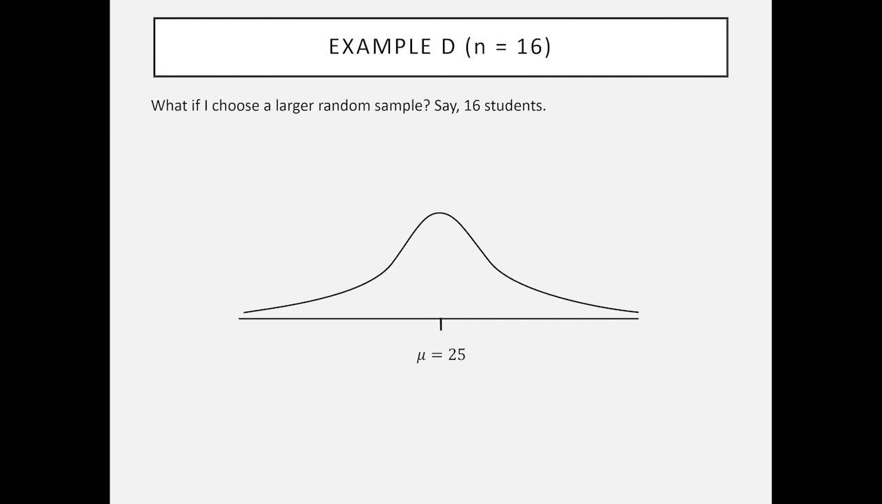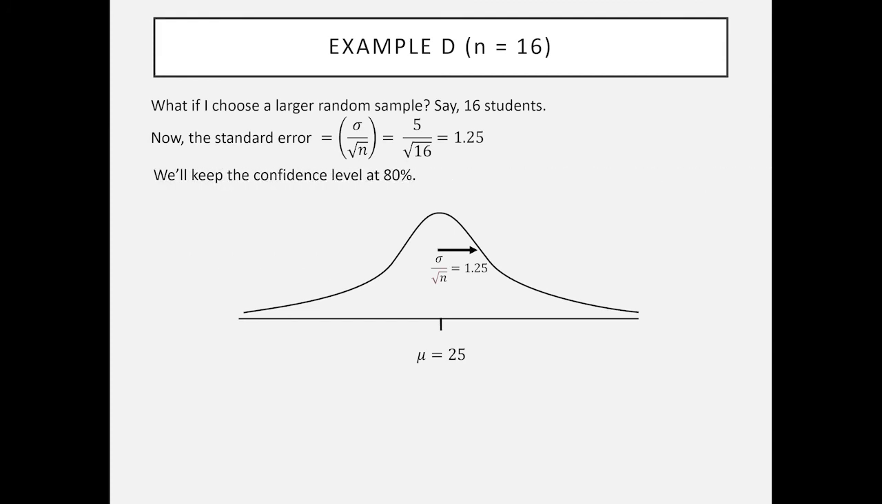I'm going to change the sample size now. Let's say we've got 16 students instead of previously 6. What changes here? Well, now the standard error is going to change. I'm going to take 5 divided by the square root of 16, which is 1.25. So you'll notice that I'm going to shrink it in now. If I keep the confidence level at 80%, that means the area in between is still 80%. We've got 10% on either side as before.